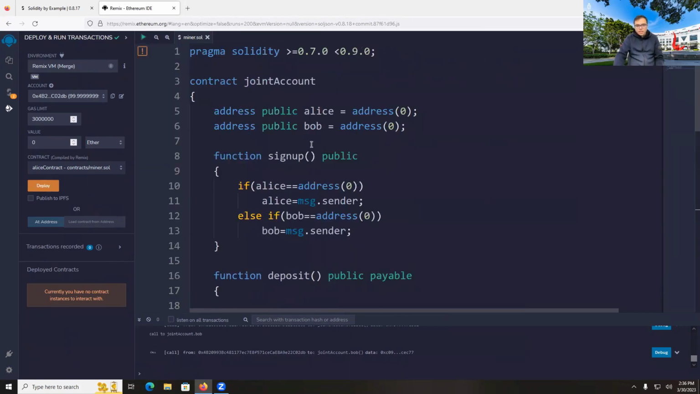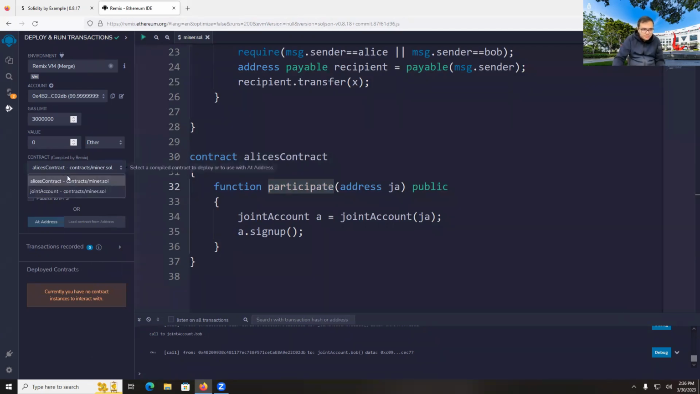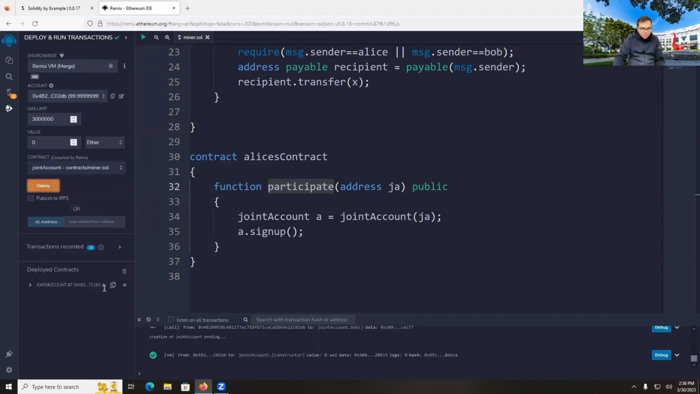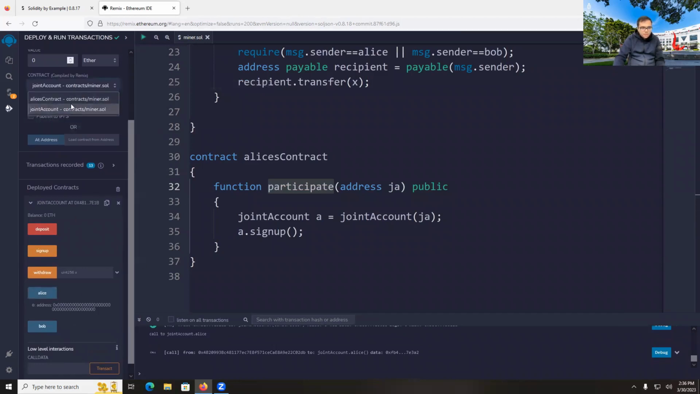So of course, now I have to first deploy my joint account, and then I have to deploy this Alice's contract. And then I have to call participate here, and I have to give the address of the joint account. So let's do that. I first deploy my joint account. So this is joint account, and you can see that Alice is nothing there. And then I'm going to deploy Alice's contract.